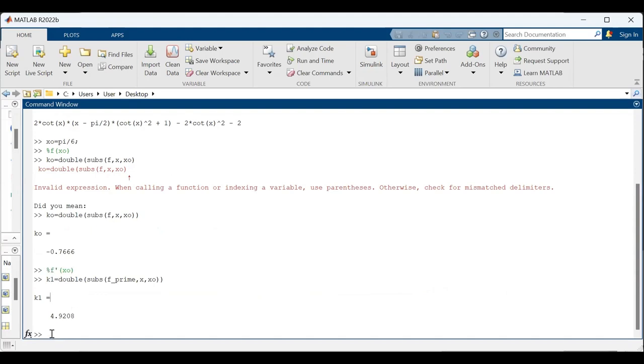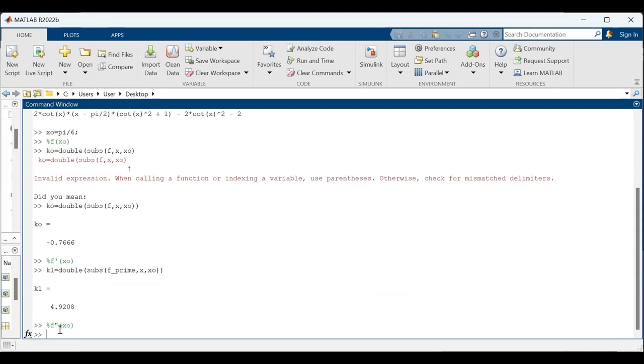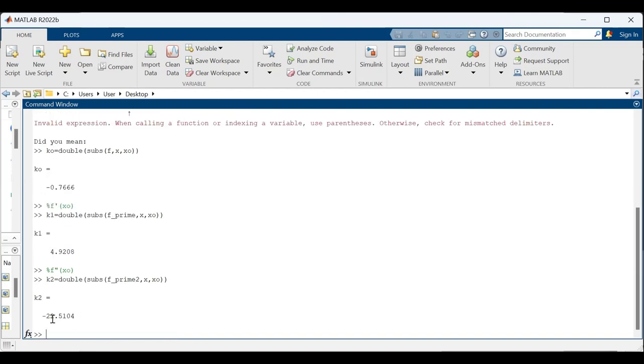Let's get now f prime prime of x naught. This is my second derivative, f prime prime of x naught. This is what I'm getting. We are calculating now. So this one again, I'll call this k2. So k2 is equal to, let me just copy this command. So this will be f prime prime of x naught, and then of course I need to put another parenthesis here, right? So that is k2, negative 2.5109.